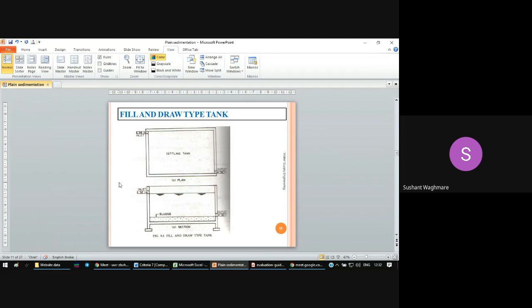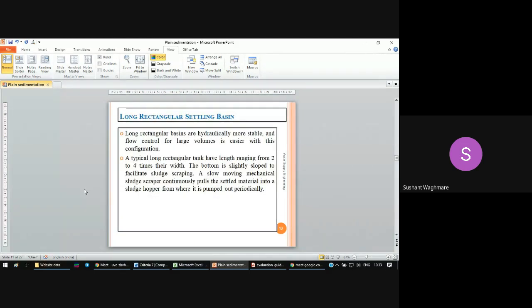So this is the typical view of a rectangular channel. This type of channel is also called a fill and draw type tank. Here you can see this is the inlet, this is the outlet, and this is the rectangular dimension. Normally, once the water is allowed to enter and has reached this level, the inlet and outlet are both closed. If a particular time is given, the sludge will accumulate at the bottom of this tank. So this is a typical view of the rectangular tank.